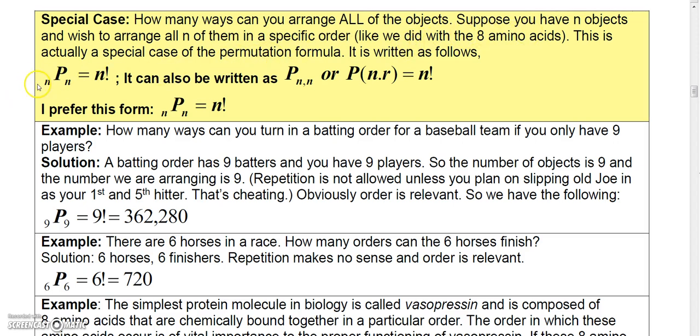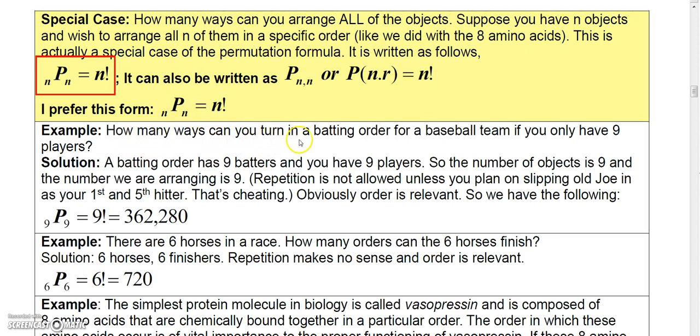Well, this is a special permutation, and a special permutation has a special permutation formula, nPn. Anytime you're calculating a permutation where the total number of objects you have and the number of objects you're selecting is the same, then the permutation is just n factorial. There are other ways you can identify permutations. You can write P(n, n), or you can write P with n comma r here, but either way it's going to be n factorial.